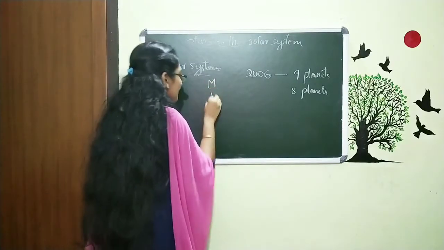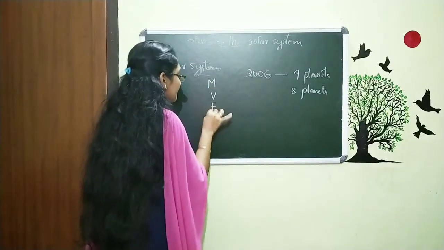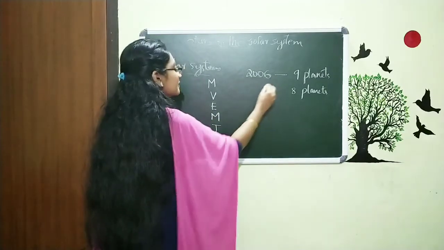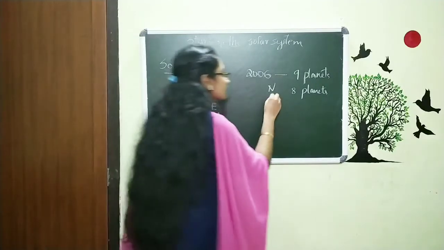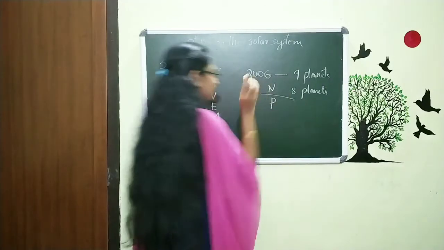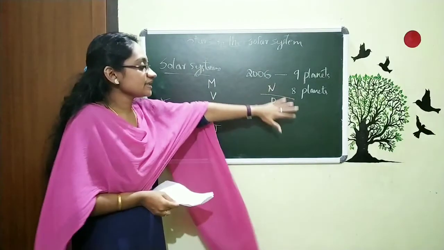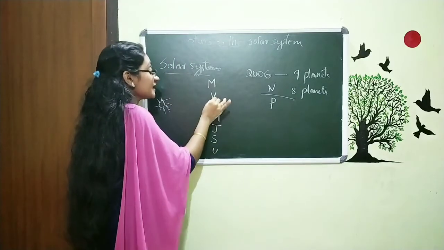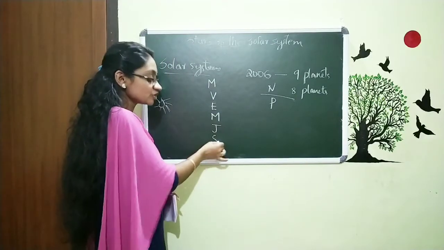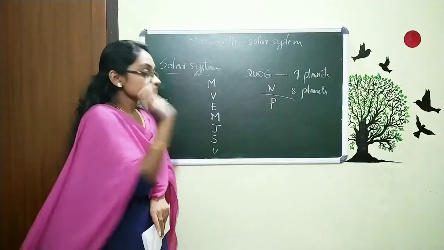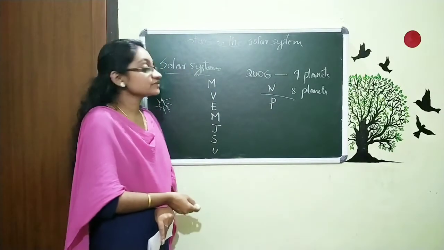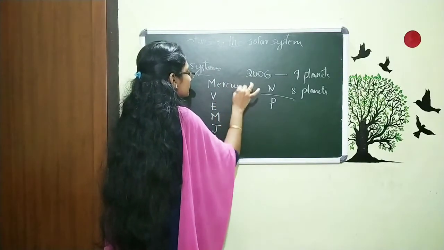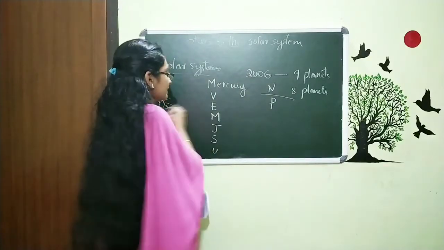My very educated mother just shown us 9 planets. I will tell you why I wrote this here. The code is: my very educated mother just shown us 9 planets. When you remember this, you will be able to say the order very easily. The first one is Mercury, the first planet near to the Sun.